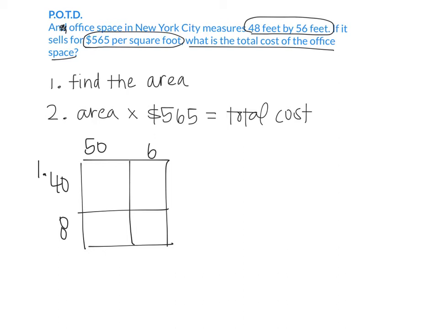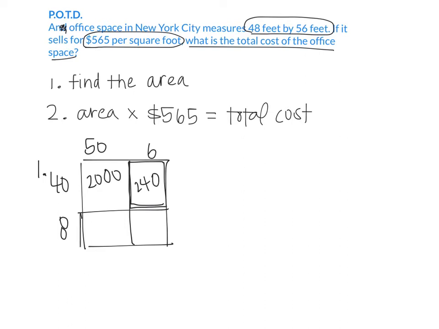Okay, to find the first area, I can do 40 times 50. So I can just do 4 times 5, which is 20. And then how many multiples of 10 do I have? 2. So I add 2 zeros. Okay. To find this area, I could do 40 times 6. So I can just do 4 times 6, which is 24. And then how many factors of 10 do I have? 1. So 1, 0. Good.